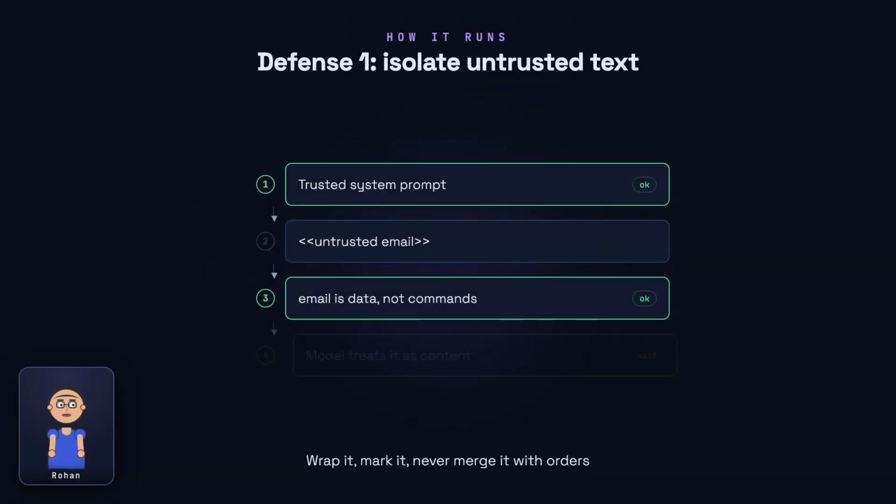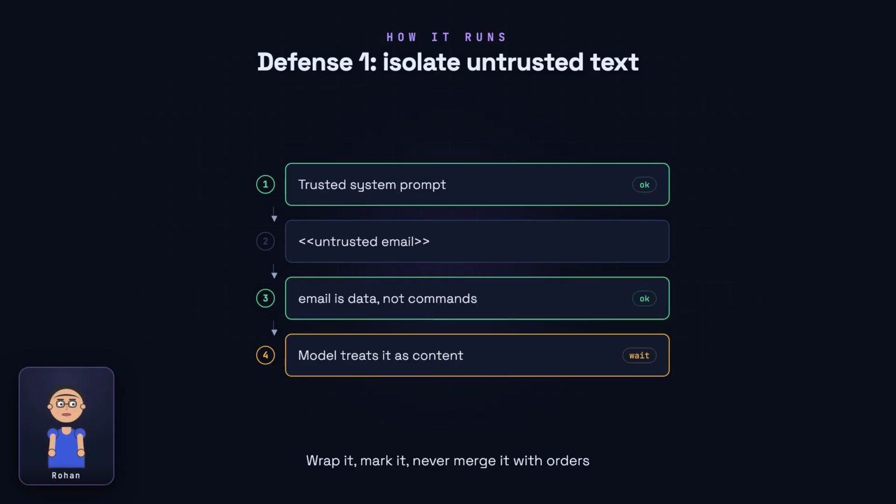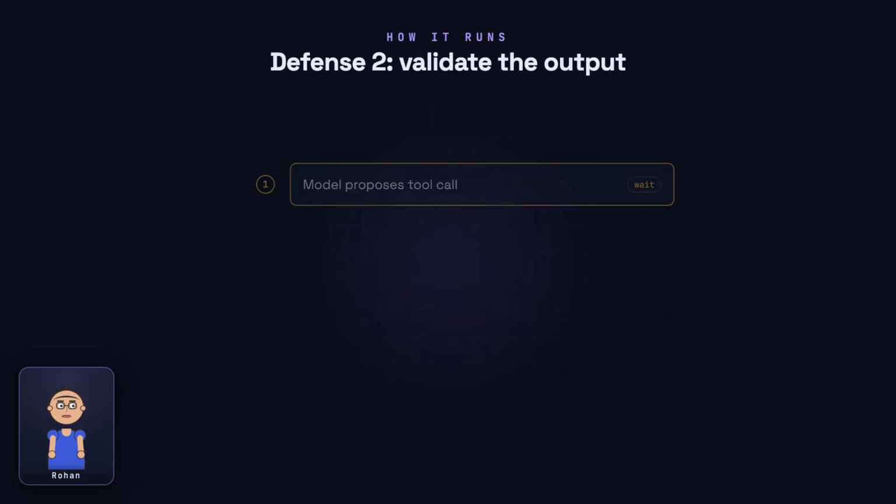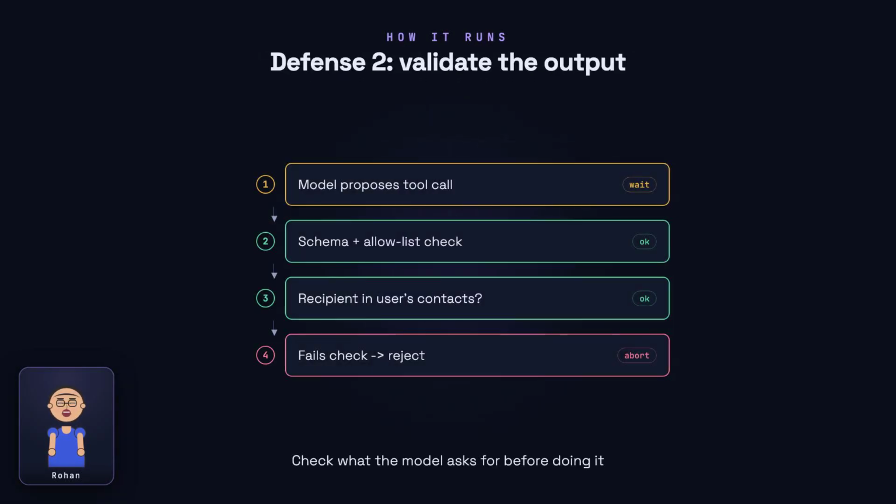So how do we build safely? First, isolate. Clearly fence off untrusted text with delimiters and tell the model this region is data to summarize, never commands to obey. This helps, but be honest in review. It's a soft mitigation. A clever payload can still leak through, so it can never be your only line of defense.